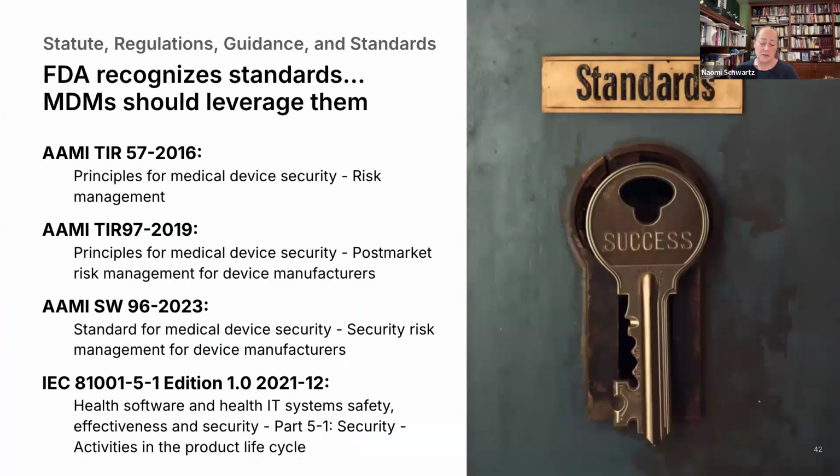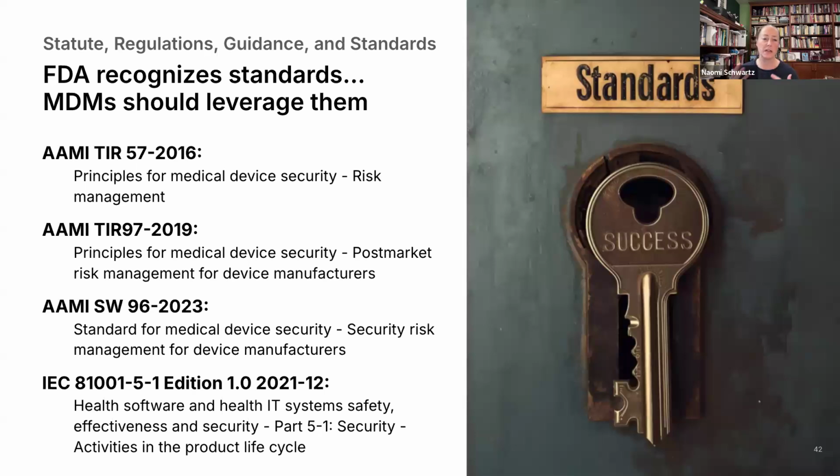There are a lot of standards that FDA leverages to help make it easier for you to understand how. Once they tell you what they want, these tell you how to do it, how to implement it. TIR 57 and 97 are pre and post market considerations for risk management. Those are technical information reports though, and not technically standards. Software 96 is the standard that brings the two together and really focuses on the standards languages, the shalls.